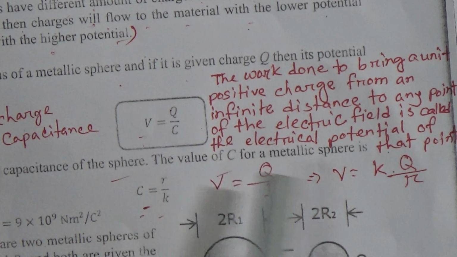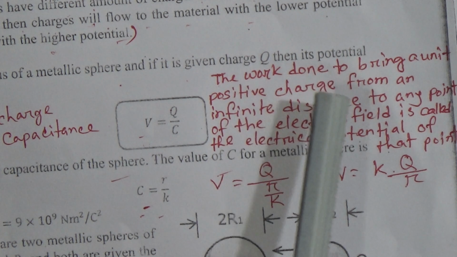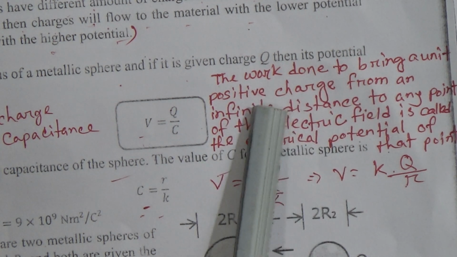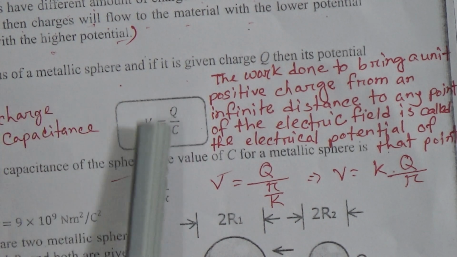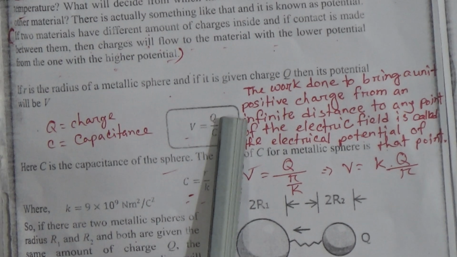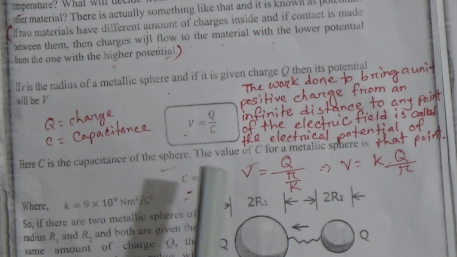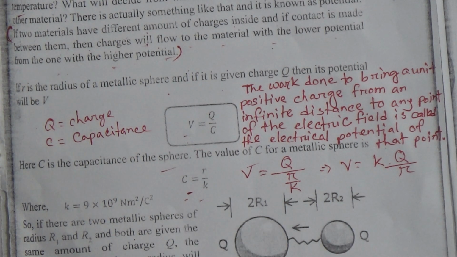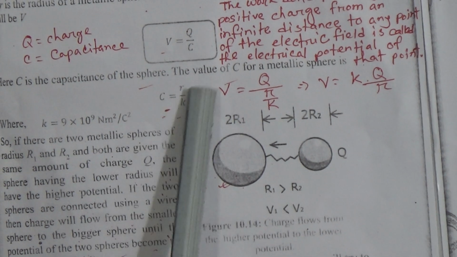And if the charge of the metallic sphere is Q, then the potential V will be V equals Q divided by C. Here Q is charge and C is capacitance. Okay. Now we know another value of C: C equals R divided by K. C equals R divided by K.